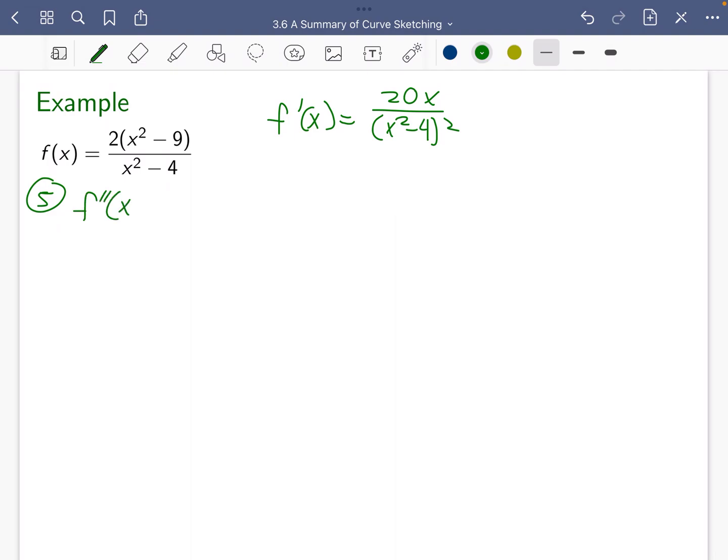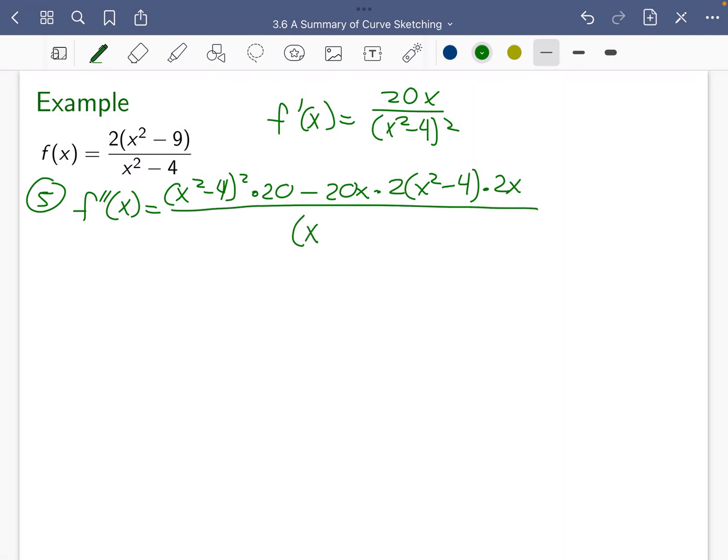So our second derivative, again we have a quotient rule: x squared minus 4 squared, low d high, times 20, minus high, 20x, d low. Here you're going to have a chain rule that happens when you take the derivative of that bottom. So we bring the power down, subtract 1 from the power, then multiply by the derivative of the inside, all over that denominator squared, x squared minus 4 squared, squared.